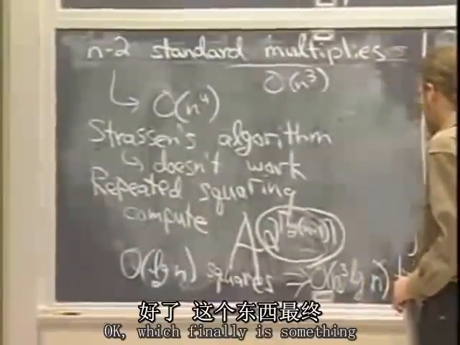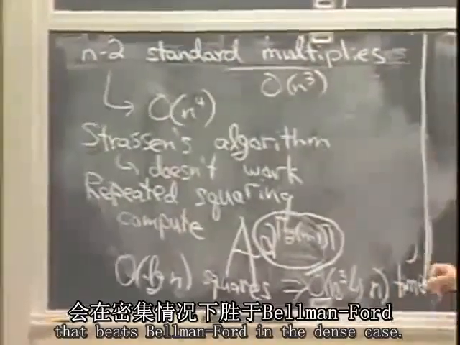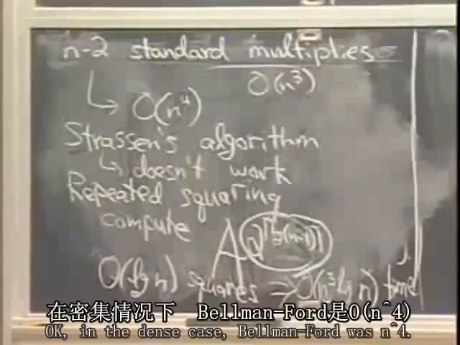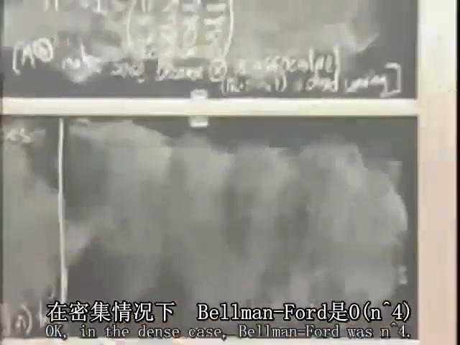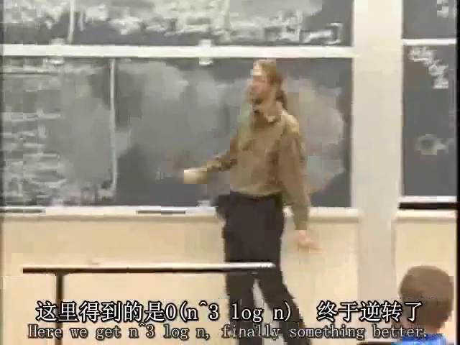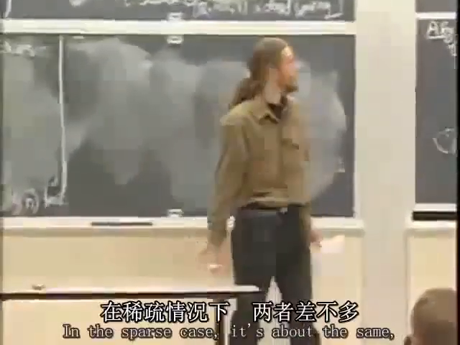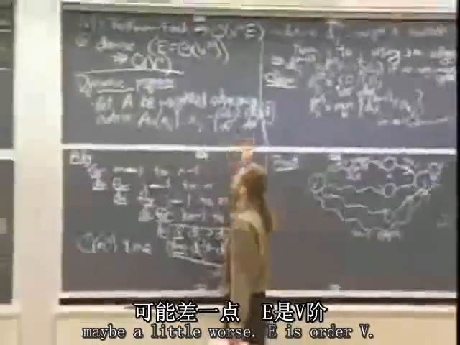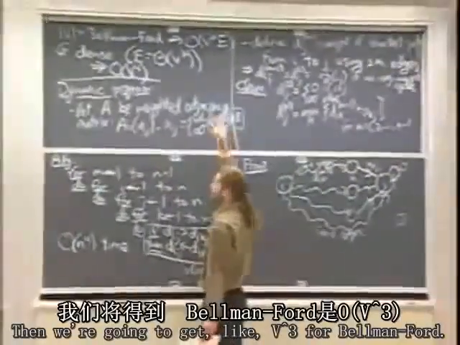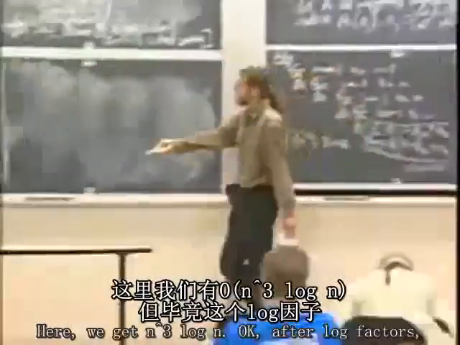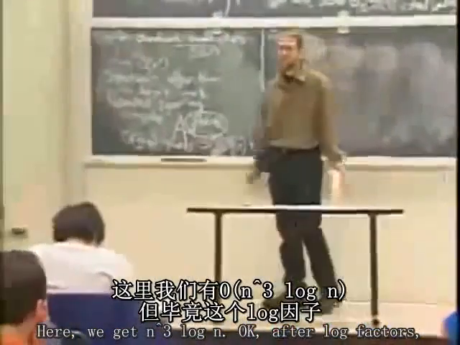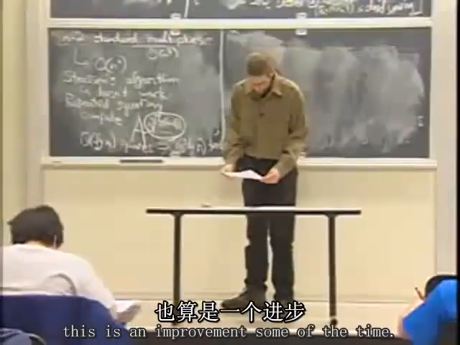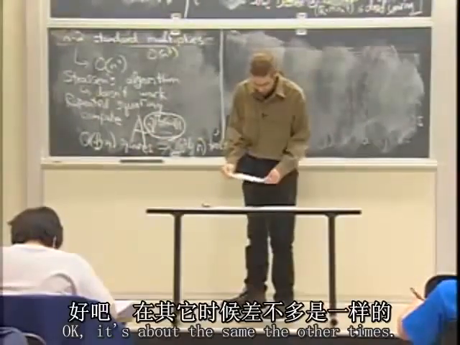Okay, which finally is something that beats Bellman-Ford in the dense case. In the dense case, Bellman-Ford was n to the 4th. Here we get n cubed log n, finally something better. In the sparse case, it's about the same, maybe a little worse. E is order V, then we're going to get like V cubed for Bellman-Ford. Here we get n cubed log n. Up to log factors, this is an improvement some of the time. It's about the same the other times.